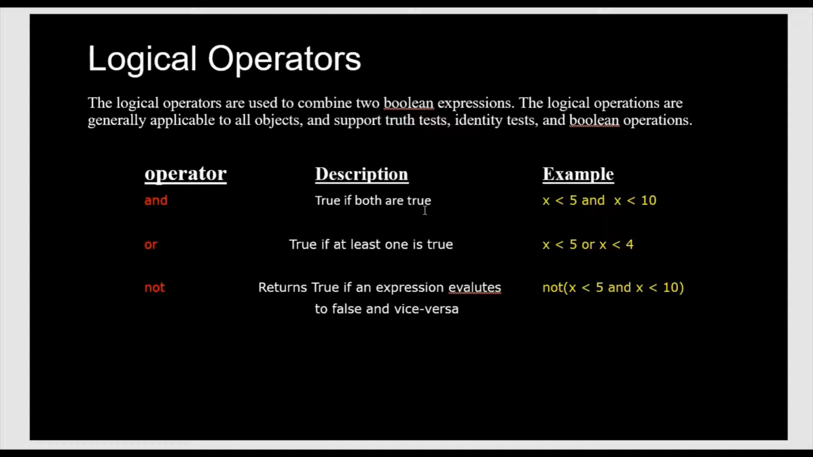And the third one is not, which returns true if the expression evaluates to false, and vice versa. It means if you give one particular true statement to not, the negation, then at that time only the not will be executed.